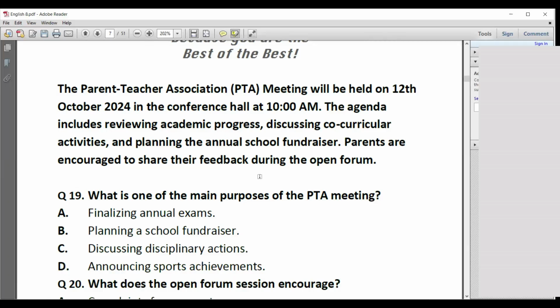What is one of the main purposes of the PTA meeting? A. Finalizing the annual exam. B. Planning a school fundraiser. C. Discussing disciplinary actions. D. Announcing sports achievements. The correct option is option B. Planning a school fundraiser.